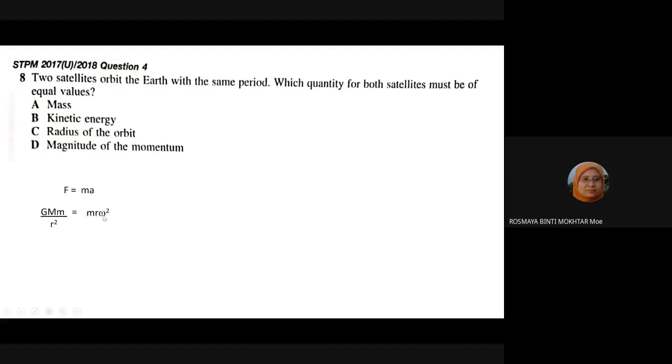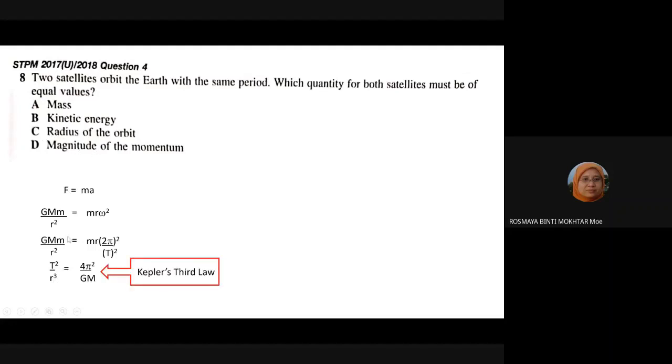And the centripetal force equals m r omega squared. Why omega? Because we are going to relate with the period, as asked in the question. Omega is 2 pi per T. Then we rearrange the equation, we get T squared per r cubed equals 4 pi squared per GM. This is all constant. So for the same period, if T is the same, r also must be the same. So the answer is C.